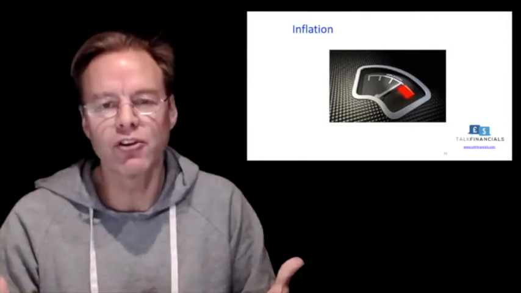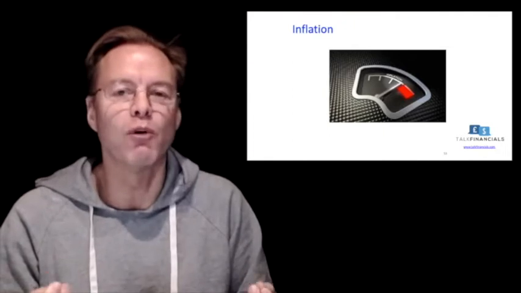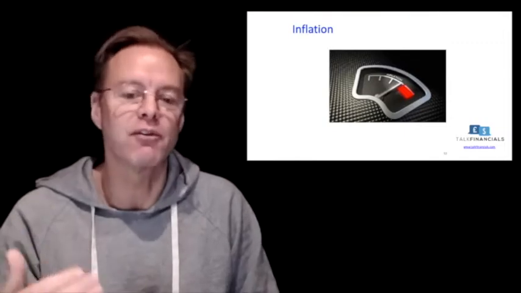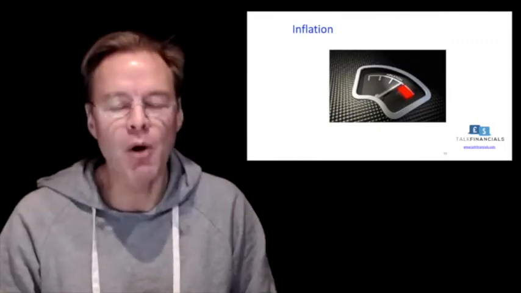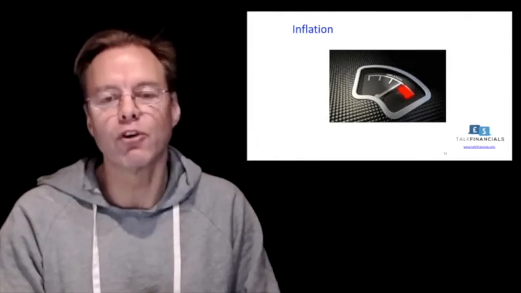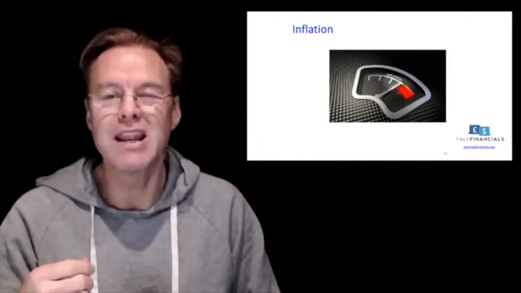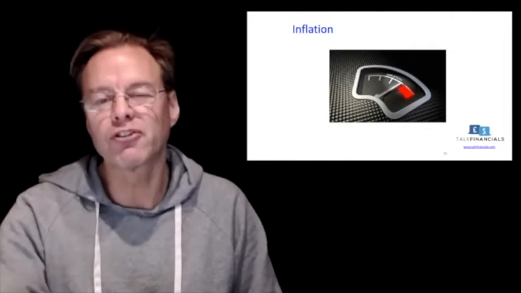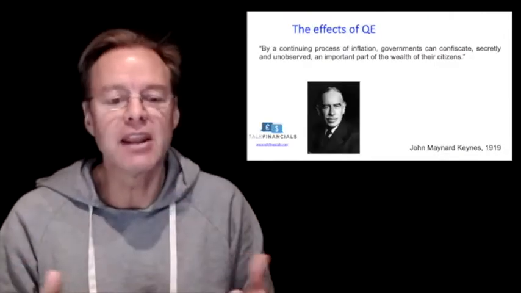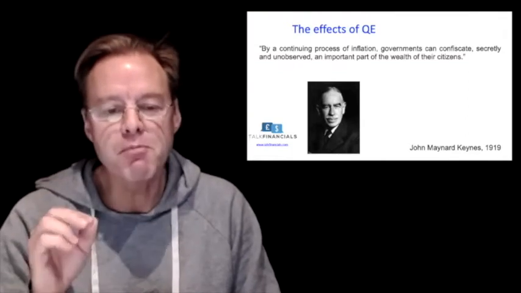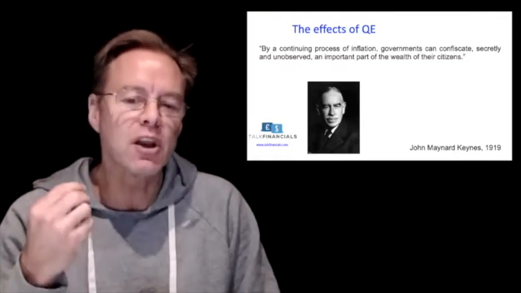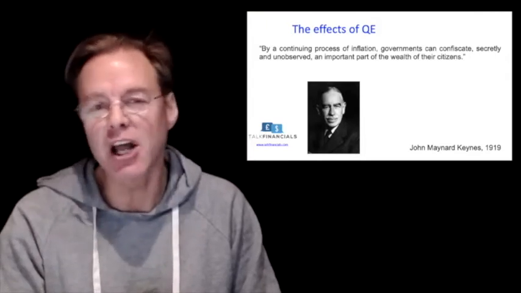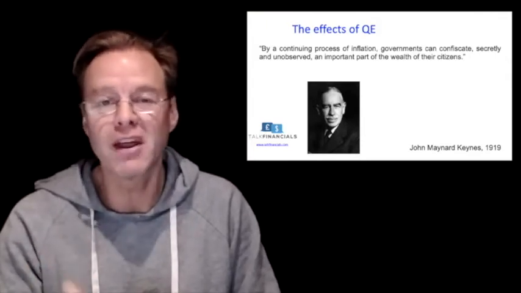So as we've discussed before, if you print more money, it creates inflation. Inflation debases the value of the currency, and therefore the value of the debt in that currency effectively goes down and goes away. However, before we embark on a process of inflation and printing money, we need to be careful that we understand the implications of inflation. And this is best summed up by John Maynard Keynes, who in 1919 said, by continuing a process of inflation, governments can confiscate, secretly and unobserved, an important part of the wealth of their citizens.